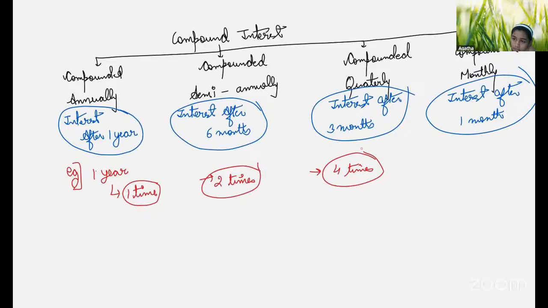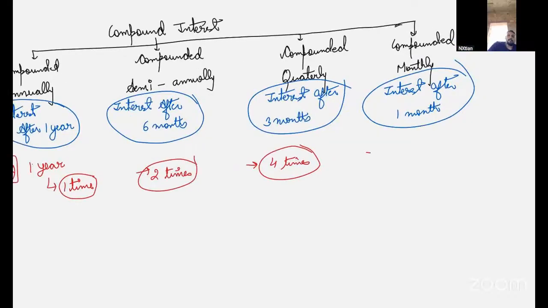Now, if I say compounded monthly, then how will it become? It means it will be after each month. So in a year there are 12 months. After a month you are applying the interest. So it will be 12 times. Did you understand, guys? Miracle, turn your camera, please. David, Vidya, turn your camera, please.